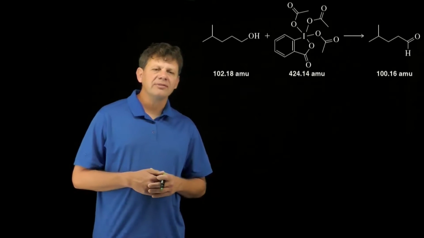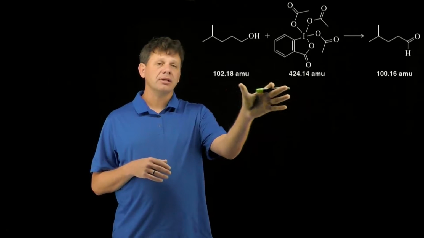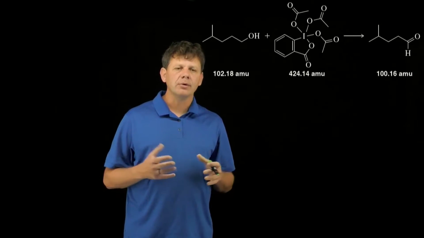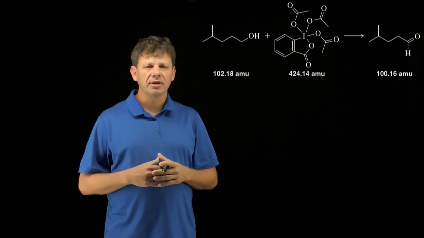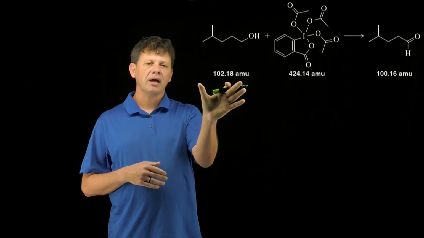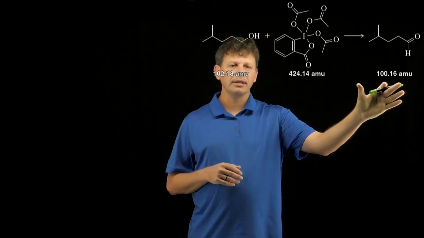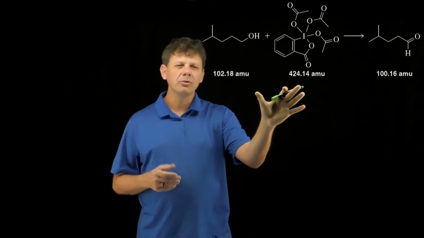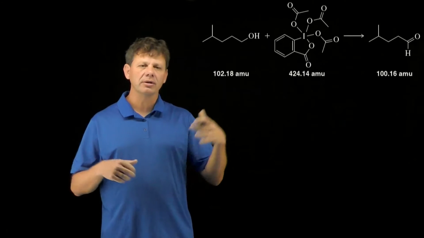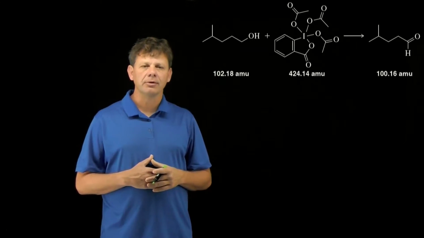In this assessment, we're asked to calculate the atom economy of an oxidation reaction, specifically using the Dess-Martin reagent. Now, before we even start the calculations, we can see that we're taking a molecule of 102 atomic mass units and making a molecule that is 100, and using to do that a molecule whose atomic mass is 4 times larger than what we started or finished with. So the atom economy here is not going to be great.